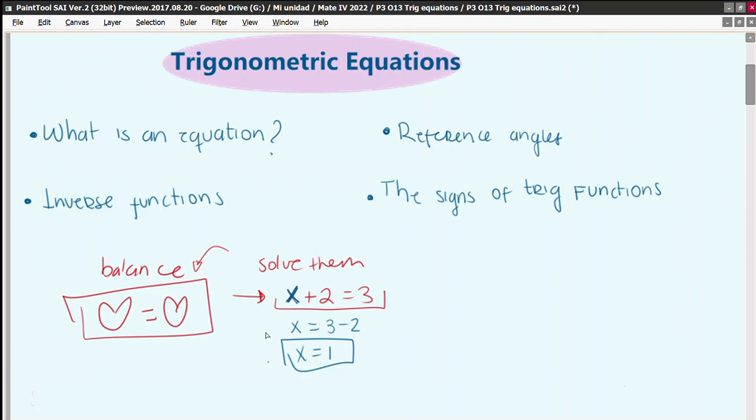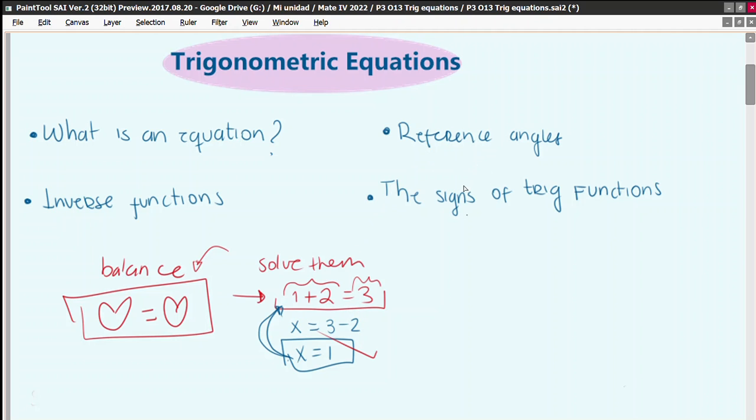What does that mean? Again, it means that this value for x satisfies the equation. That is, if I substitute x with the solution that I got, what I have on the left side is going to be the exact same thing as what I have on the right side. And this is obvious because 1 plus 2 is 3, and 3 equals 3. So that is a solution of an equation.